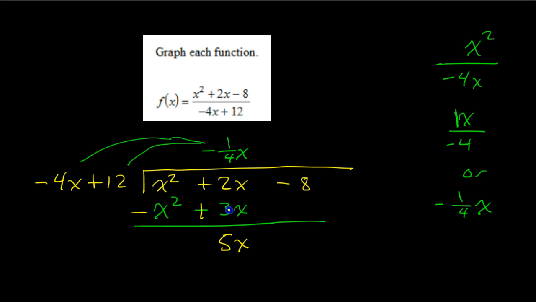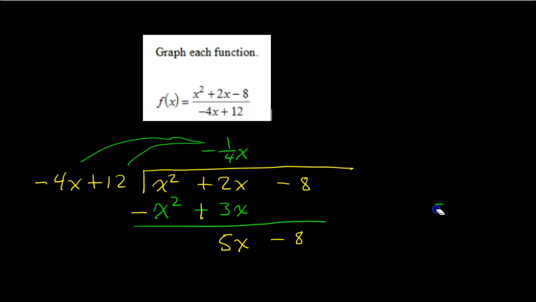And then I will bring down the minus 8. So then I need to do that over again one more time. I need to keep going until the degree of this is less than this. I see that they're both degree 1, so I have to keep going until this is degree 0. So I'm going to divide once again.